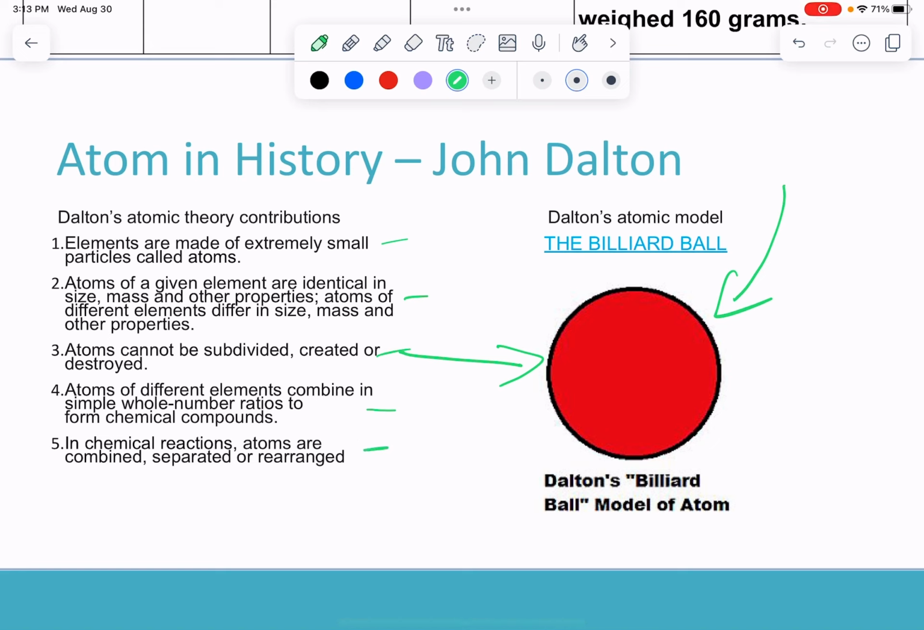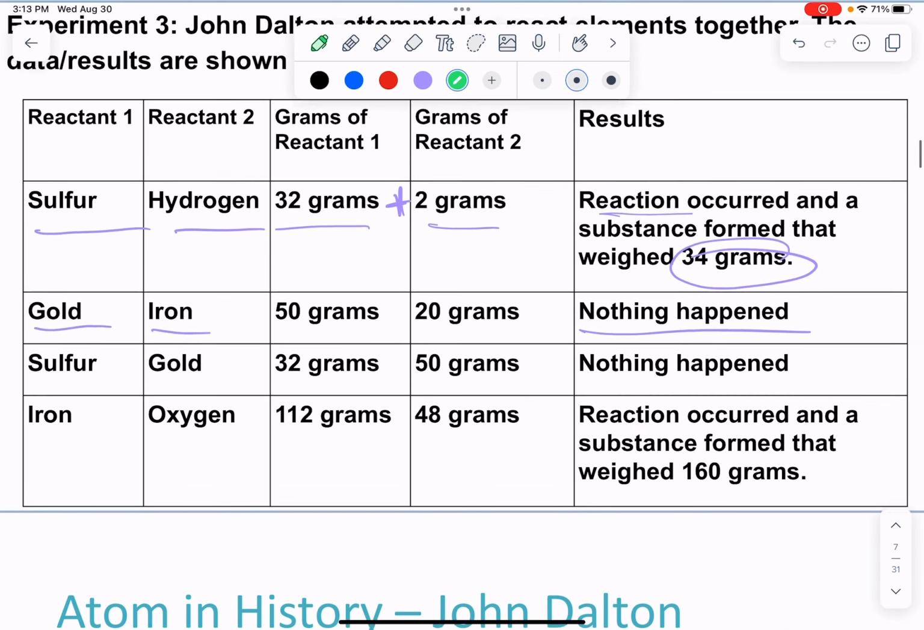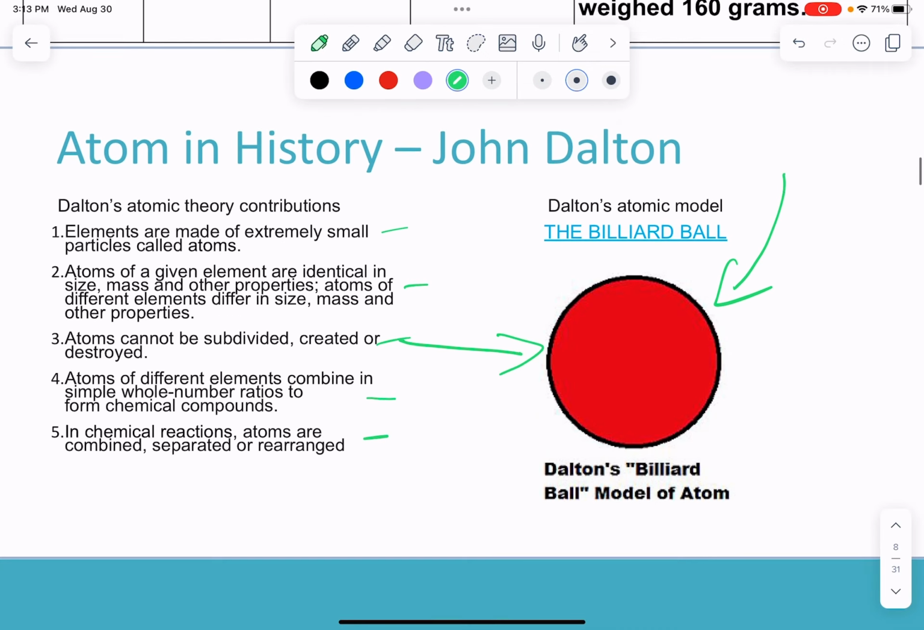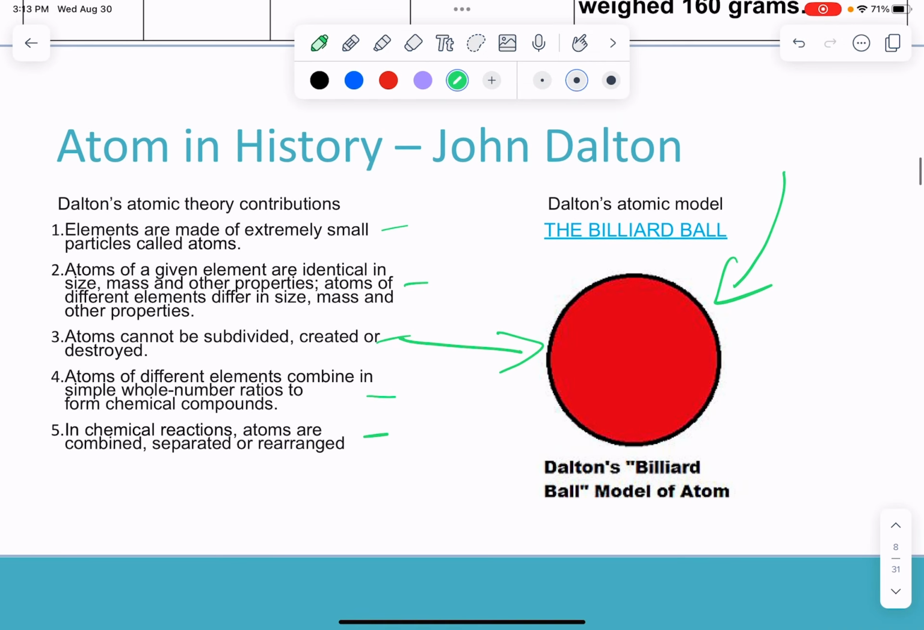And then lastly, he said in chemical reactions, atoms are combined, separated, or rearranged, which we saw with the water. We also see it here, where when things react, they combine together, and we're not creating something out of nothing. We're just taking what we have, rearranging the atoms to get something new.